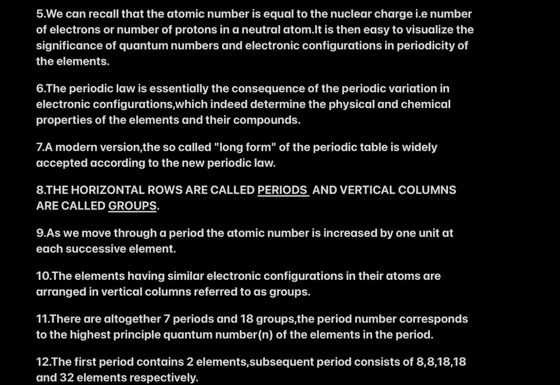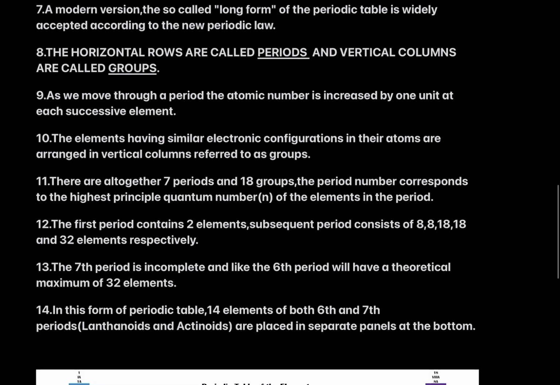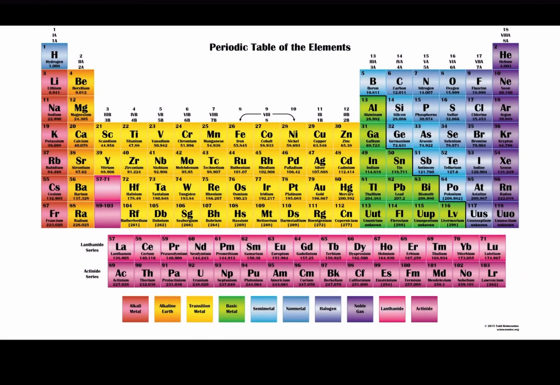Now let's come to the sixth point. The periodic law is essentially the consequence of the periodic variation in the electronic configurations, which indeed determine the physical and the chemical properties of the elements and their compounds. Now let's come to the seventh point. A modern version, the so-called long form of the periodic table, is widely accepted according to this new periodic law. So that long form of the periodic table is this one. You must be familiar with this one.